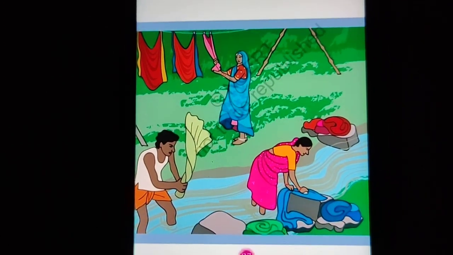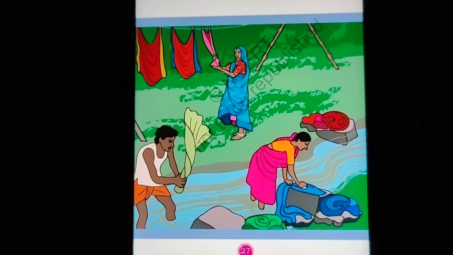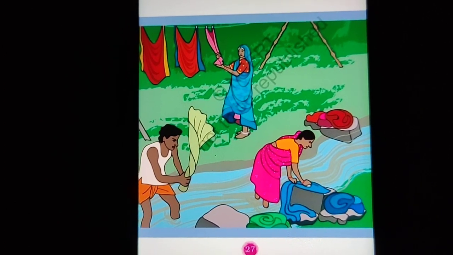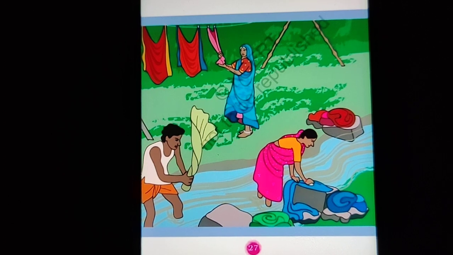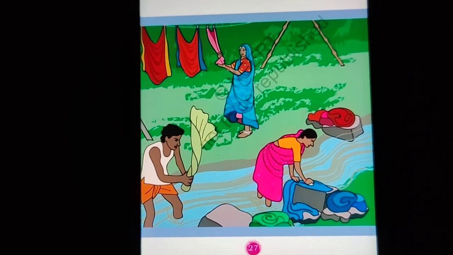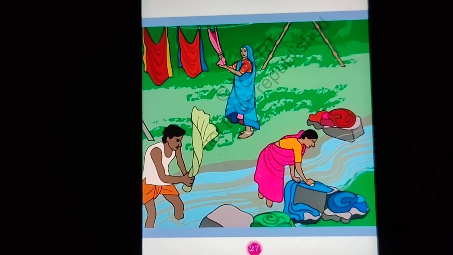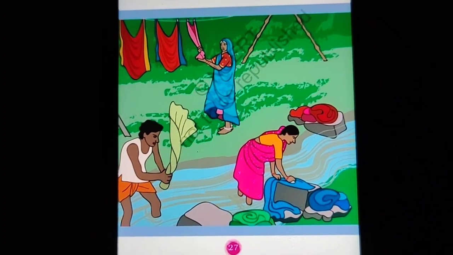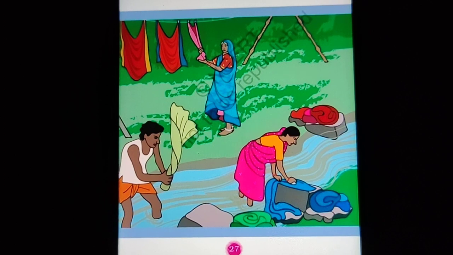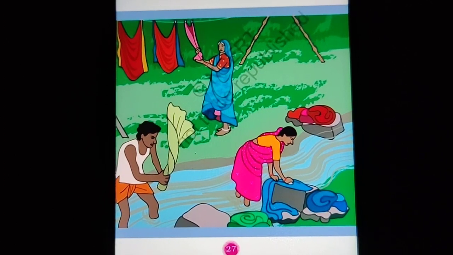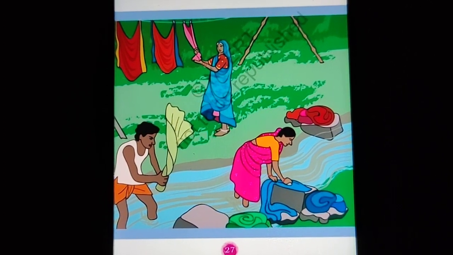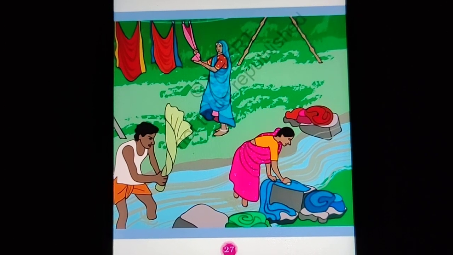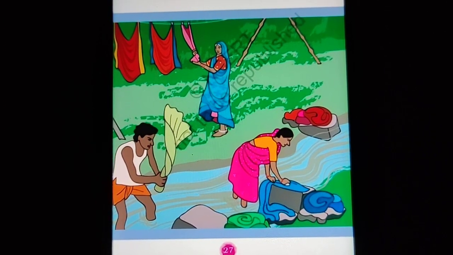Now let's see the picture over here. Students, can you see the picture? So beautiful, right? One man is washing the clothes, one lady is drying the clothes near that rope. Can you see the lady in the blue sari? And the lady in the pink sari, she is washing the clothes. So the entire family is working as dhobi.